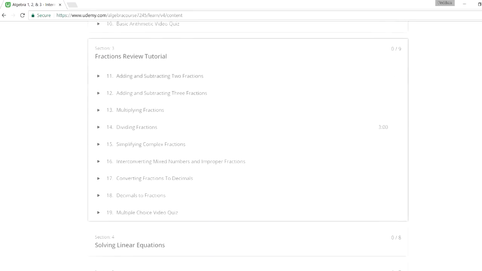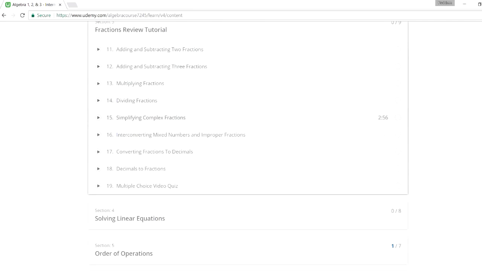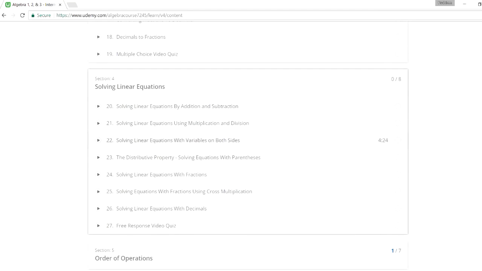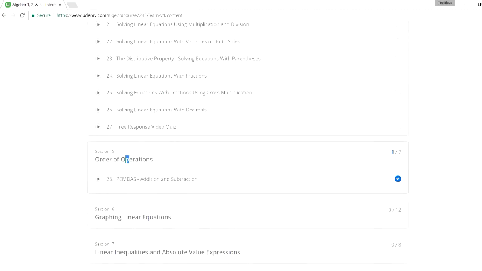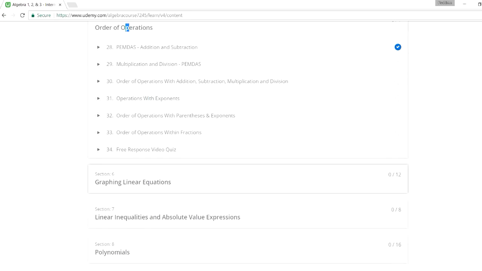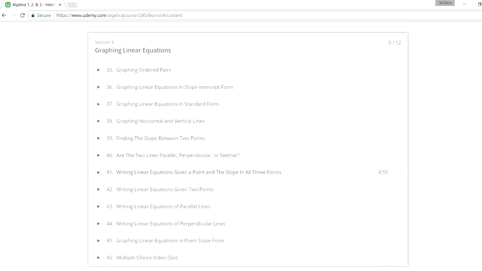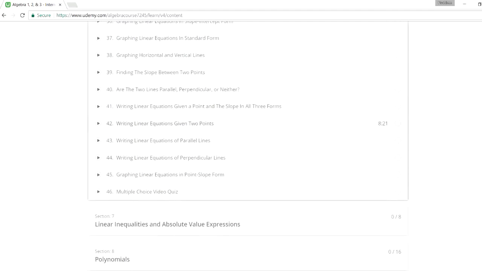The next tutorial is on fractions. Adding, subtracting fractions, multiplying, dividing fractions, converting fractions into decimals, and so forth. So you can also take a look at that. Next, solving linear equations, which we covered, and just more examples if you need more help with that. The next topic, order of operations, which is also useful. Graphing linear equations. You need to know how to calculate the slope. You need to be familiar with the slope-intercept form, standard form, and just how to tell if lines are parallel, perpendicular, and so forth. And there's a quiz that goes with that as well.